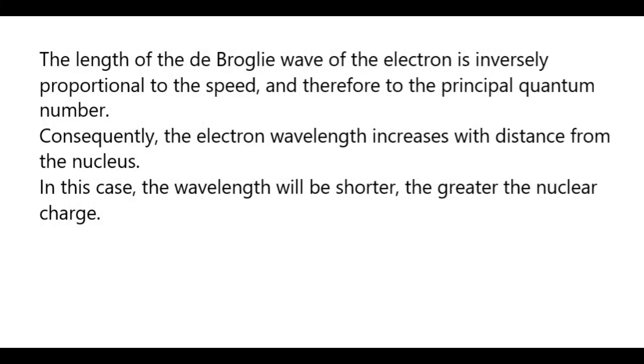The length of the de Broglie wave of the electron is inversely proportional to the speed and therefore directly proportional to the principal quantum number. Consequently, the electron wavelength increases with distance from the nucleus. In this case, the wavelength will be shorter the greater the nuclear charge.